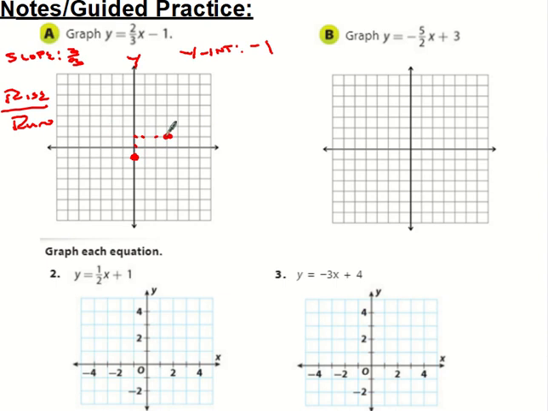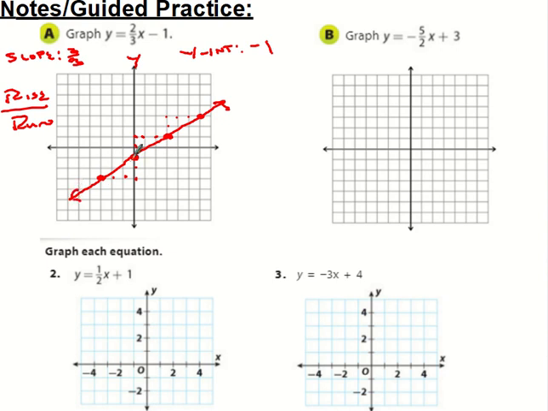Then I do it again from this next point: up 1, 2, over 1, 2, 3. There's another point. I could also go down, but if I go down, I have to go to the left to maintain that positive slope. So I can go down 1, 2, over 1, 2, 3. This maintains a slope of up 2 over 3, because that's rise over run. There's my line. I can just draw a line right through it, and I'm done.